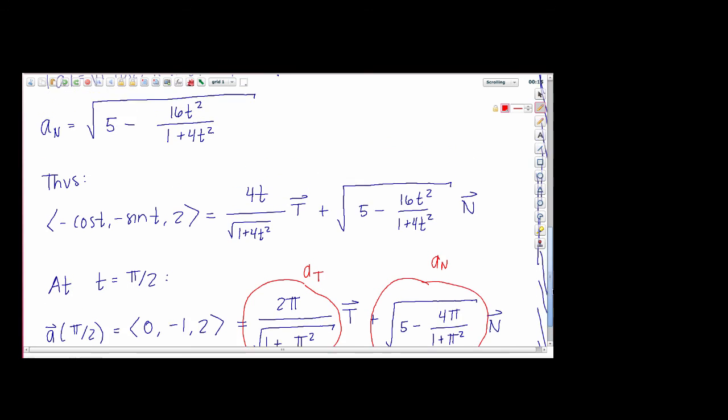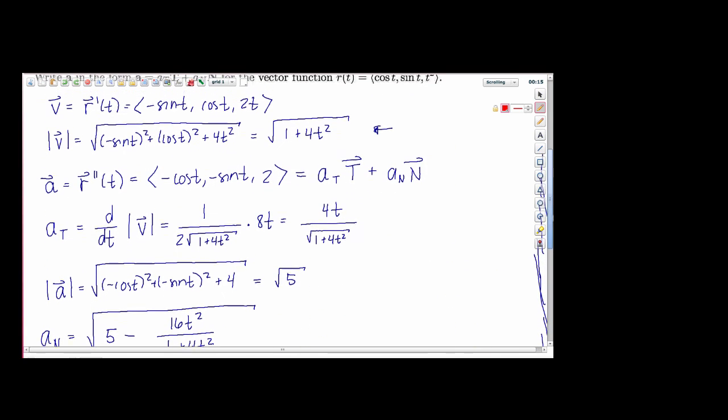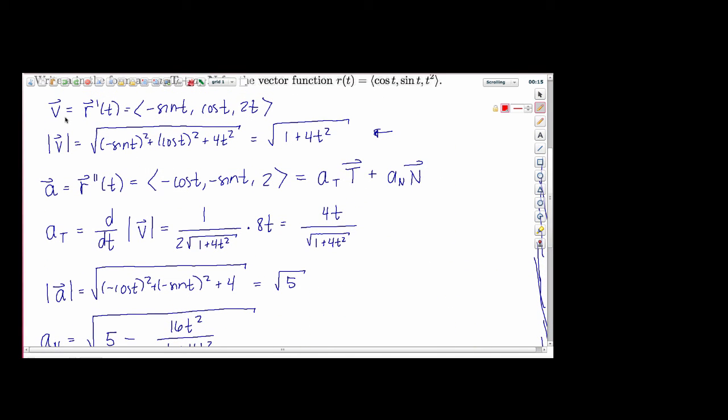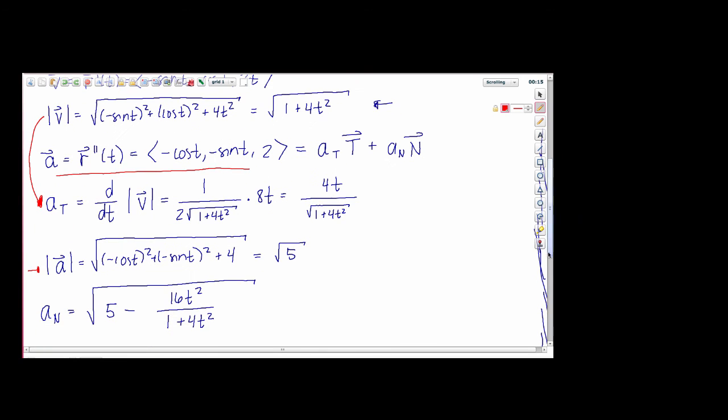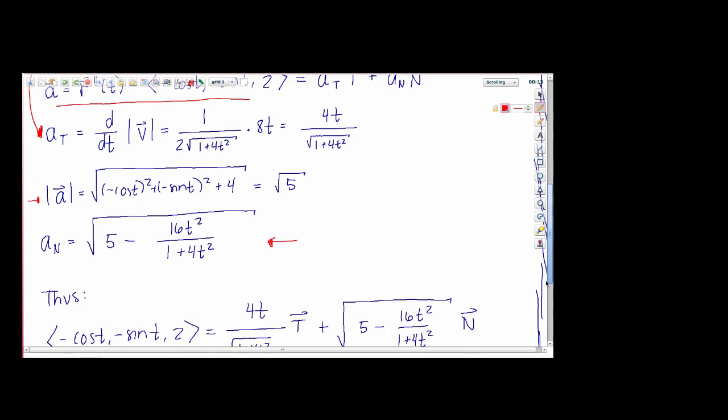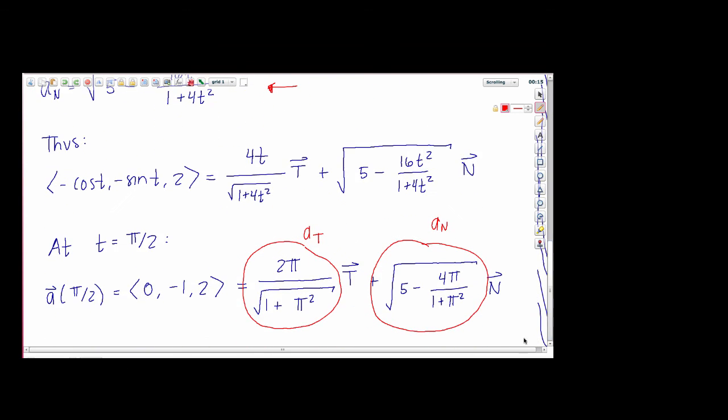So the key steps here are to first find your velocity vector and then the magnitude of your velocity vector. You want to do that because that's how you're going to get your tangential component of acceleration. You find your acceleration vector, and then using the magnitude of the acceleration vector, we can then find our normal component of acceleration. And if we want to do this at a particular value of t, we just take the expressions that we found and plug in that value of t.